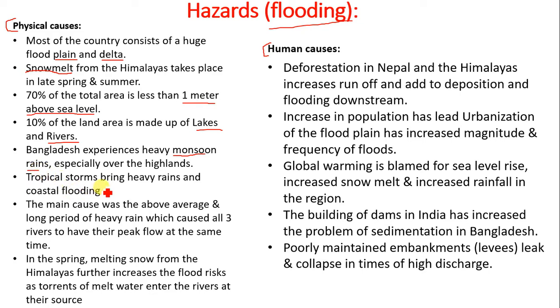Then tropical storms bring heavy rains and coastal flooding also. The main cause was the above average and long period of heavy rain, which caused all three rivers to have their peak flow at the same time.